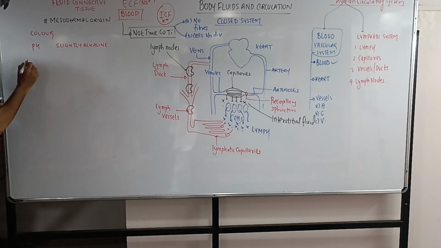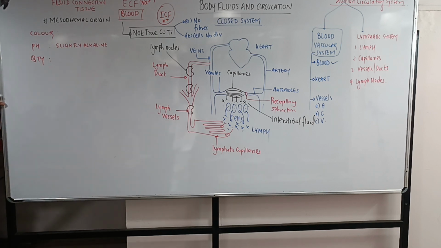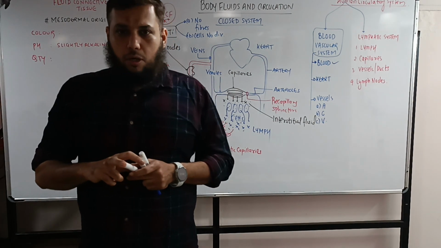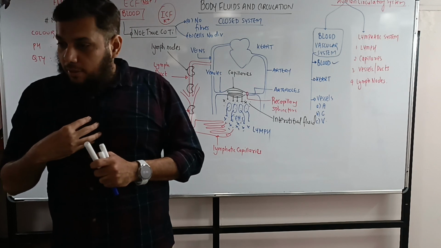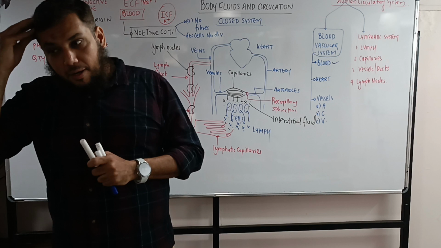Then, what's the quantity of human blood? About 4 to 5 liters in an adult female, and about 5 to 6 liters in an adult male. So, who has more amount of blood? Male. Who has a bigger heart? Male. Who has a bigger brain? Male.